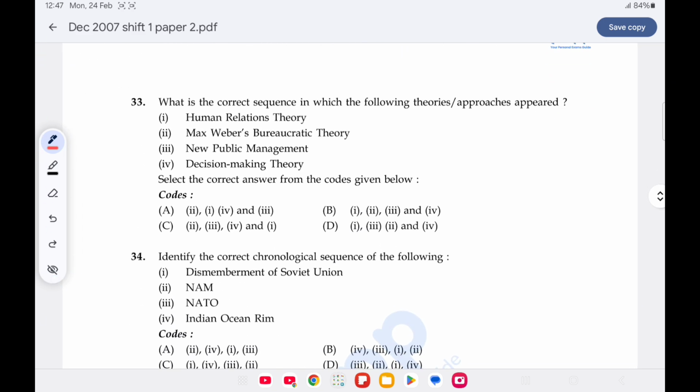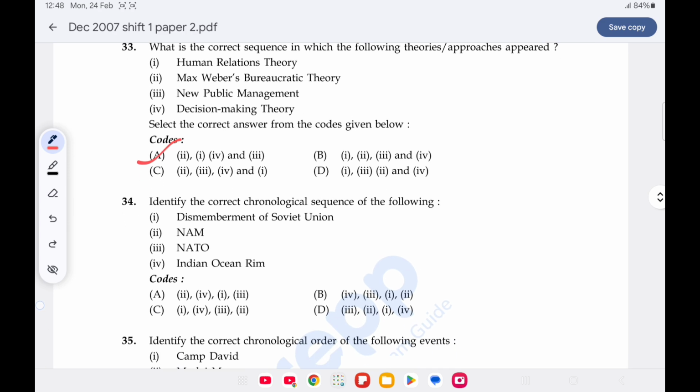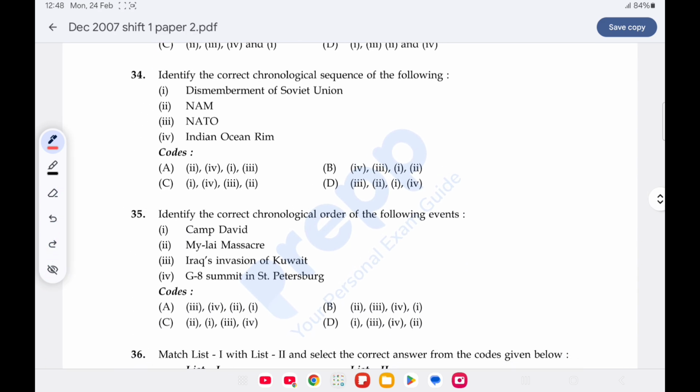What is the correct sequence in which the following theories or approaches appeared? Option A is correct. First is Max Weber bureaucratic theory, then human relation theory, then decision making theory, and the last is new public management. Now question number 34. Identify the correct chronological sequence of the following.